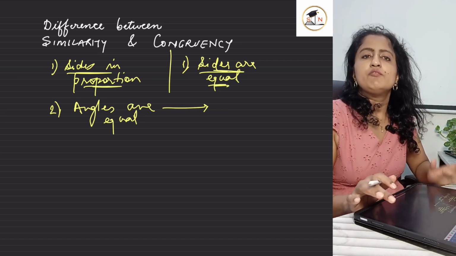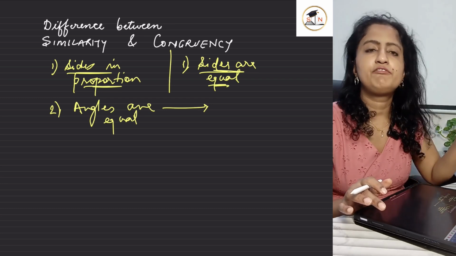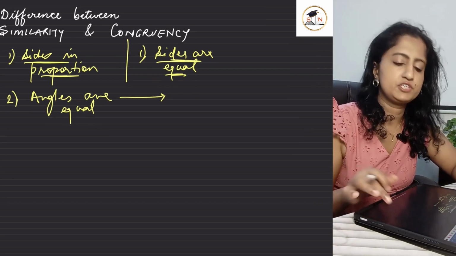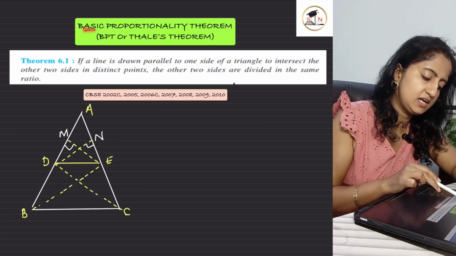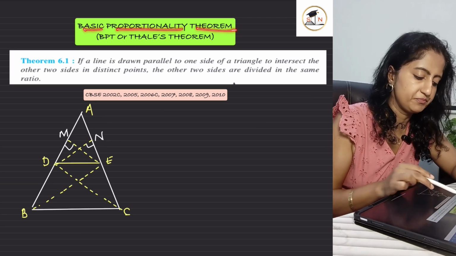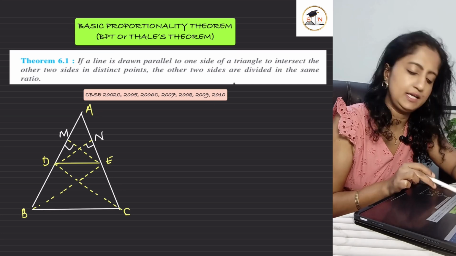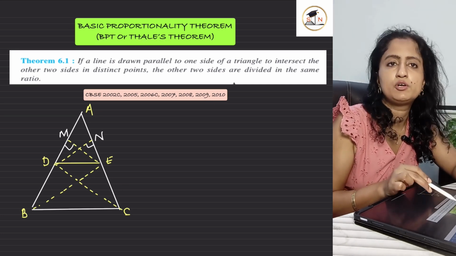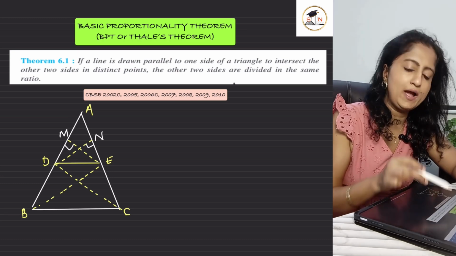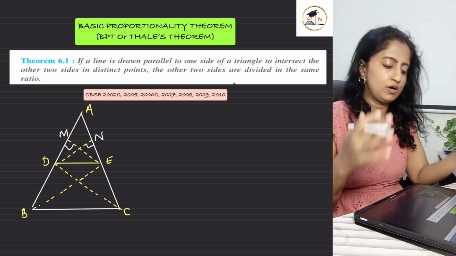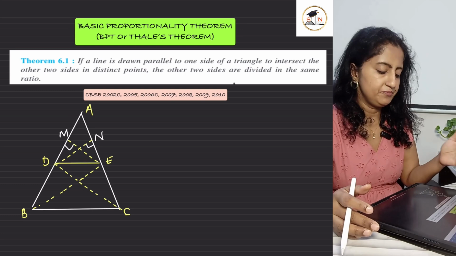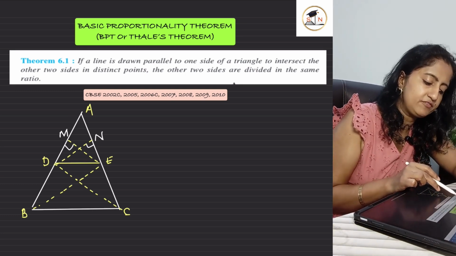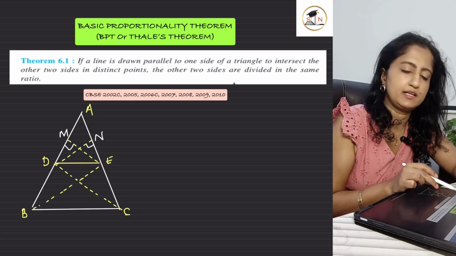Now, when we talk about similarity, the first and foremost important thing is BPT, which is also called the Basic Proportionality Theorem. In short, it is written as BPT, and it is also known by the name Thales Theorem because of the mathematician Thales, who actually taught us about this theorem, right? Now, what is it about? Let's read the theorem. I have taken an excerpt from the NCERT.